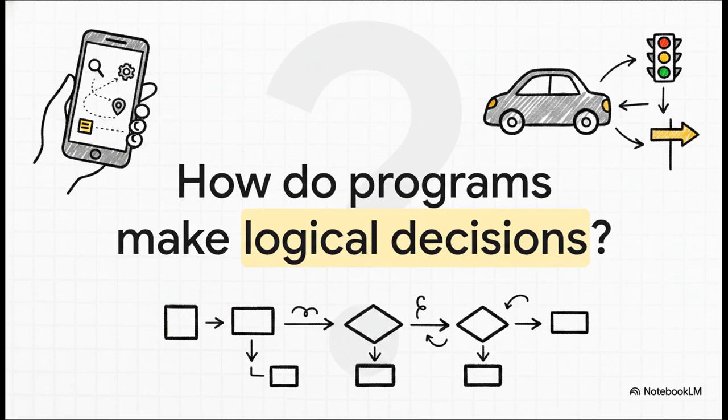So before we start typing away, think about this for a second. How exactly do programs make logical decisions? Think about the algorithm on your favorite social media feed, or how your favorite video game knows exactly when your character takes damage. How do they know what to do next? Well, at its core, coding is really just the process of teaching a computer how to choose the right path based on what's happening around it.